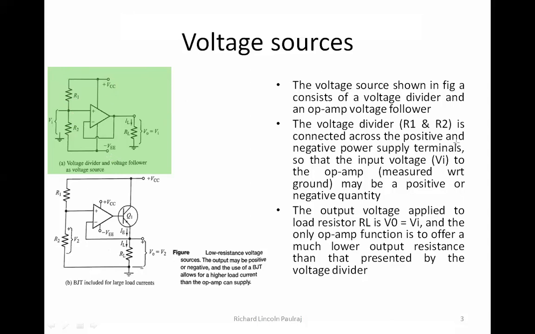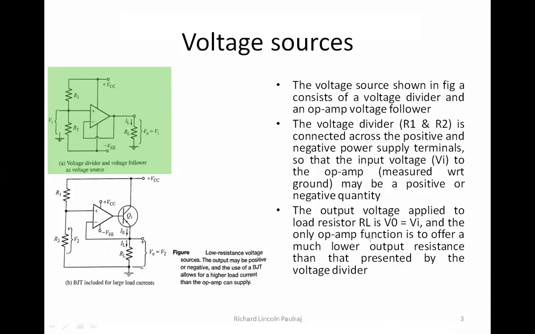So that the input voltage VI to the op-amp, measured with respect to ground, may be a positive or negative quantity. So if in case I want a negative quantity, okay, then I'll be taking it with respect to minus VEE.